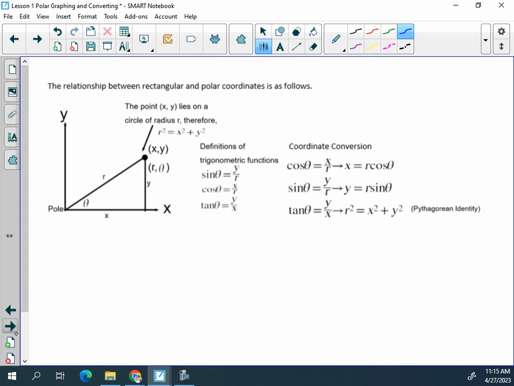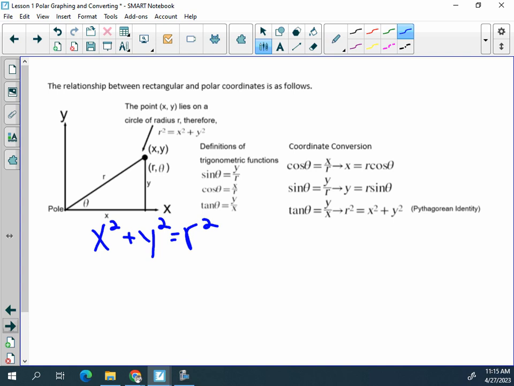All right, so now we're going to talk about rectangular and polar coordinates and their relationship. So you have this little first quadrant picture here. Your pole is at the origin. You have a side that's x units long and a side that's y units long. So if you think back to the Pythagorean theorem, you've got x squared plus y squared is going to equal this side r squared.